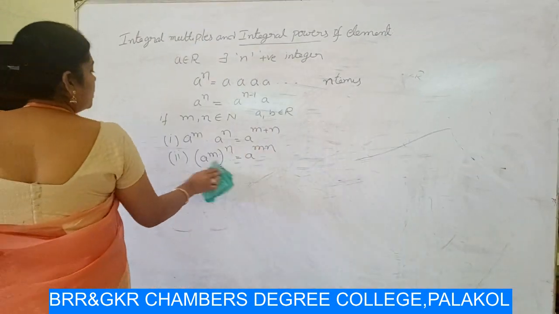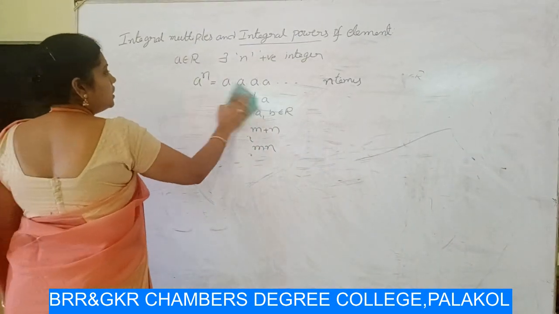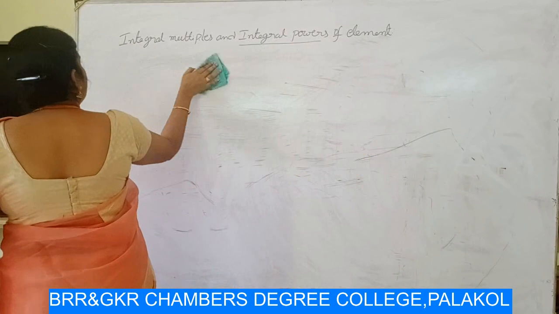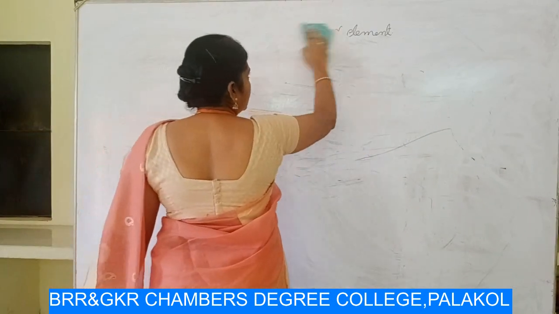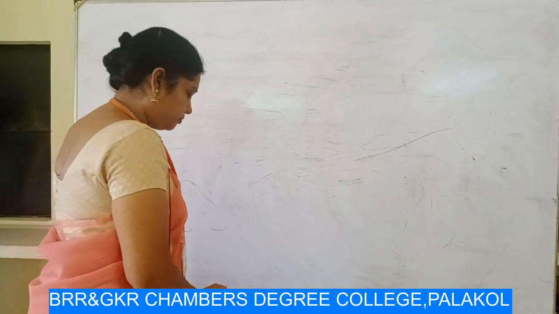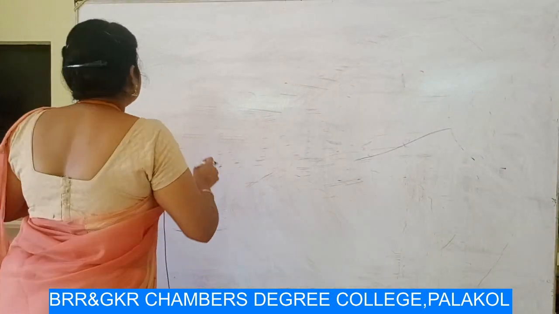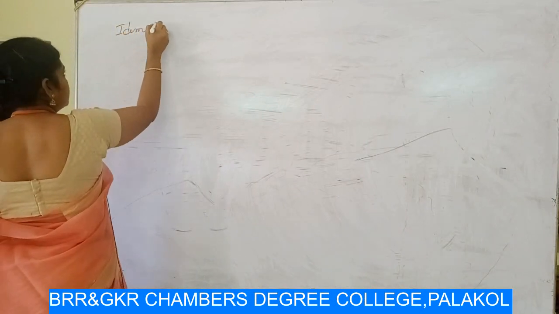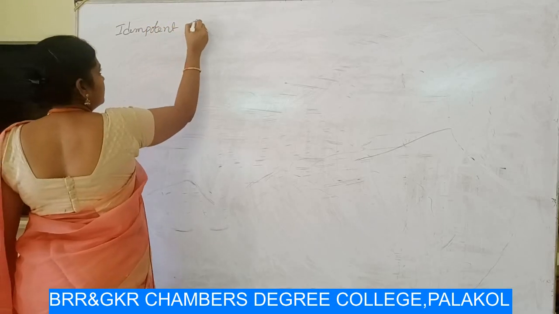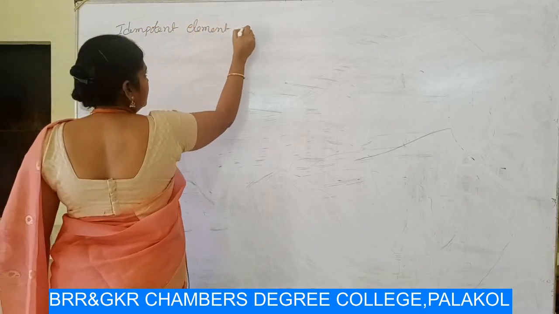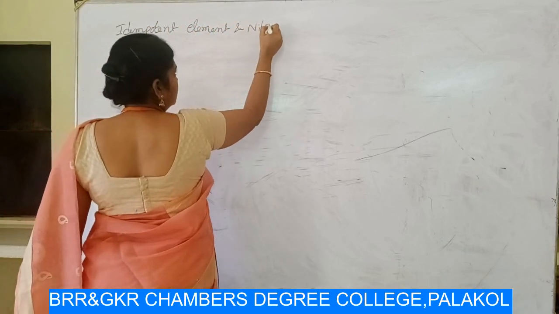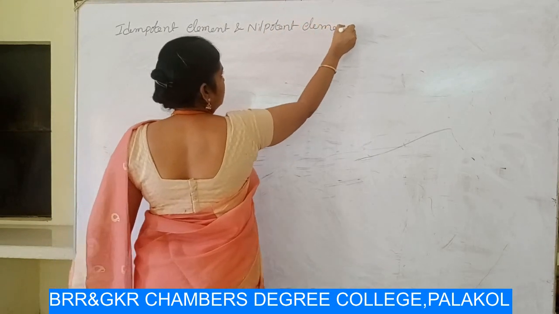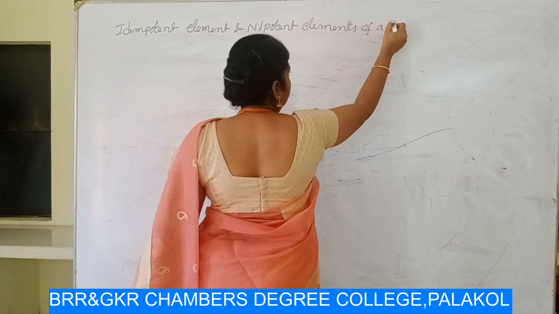Now we will see the definition of idempotent elements and nilpotent elements of a ring R.